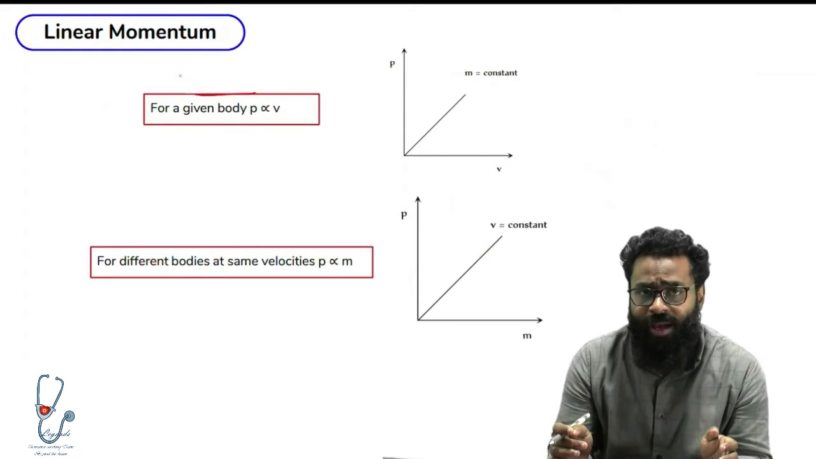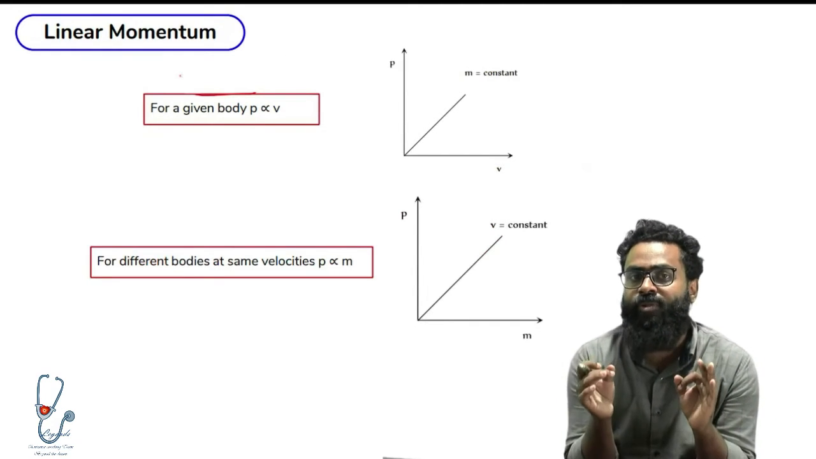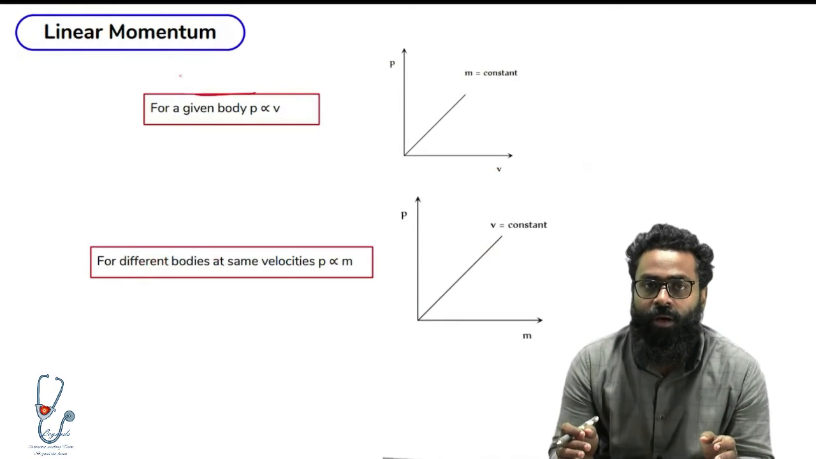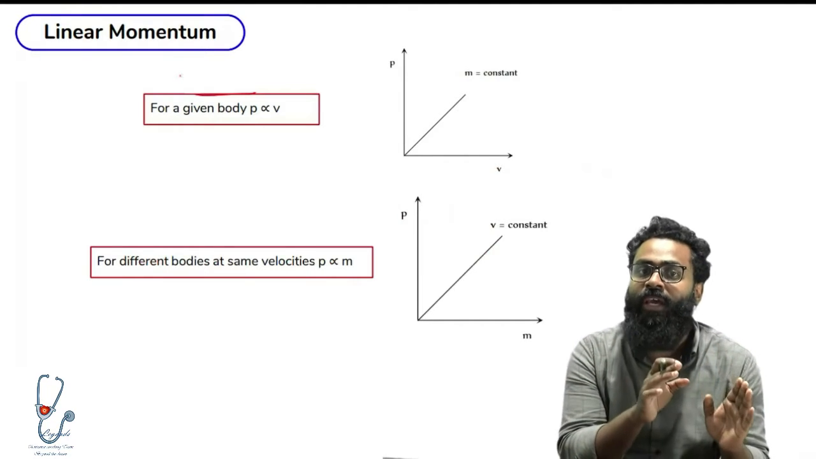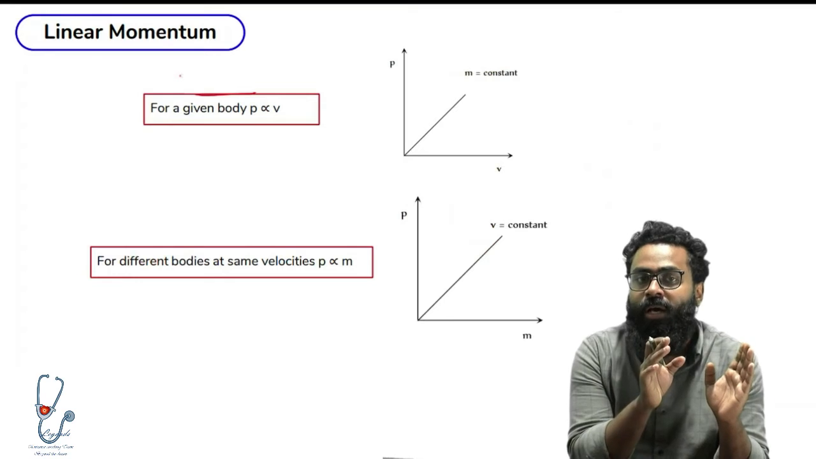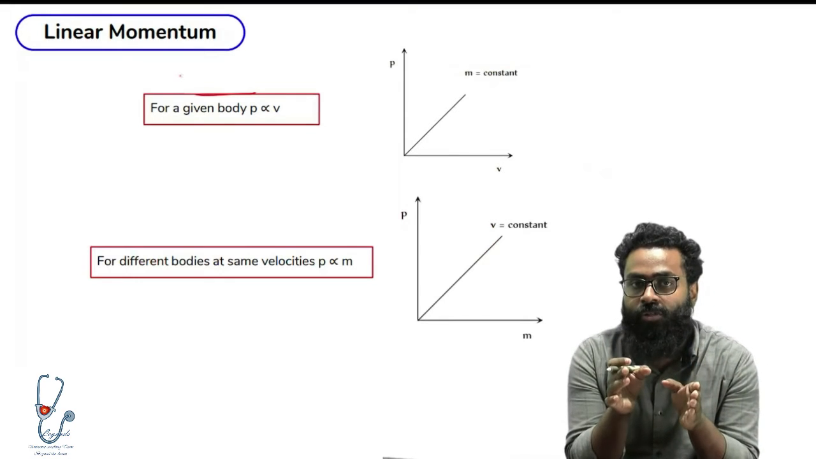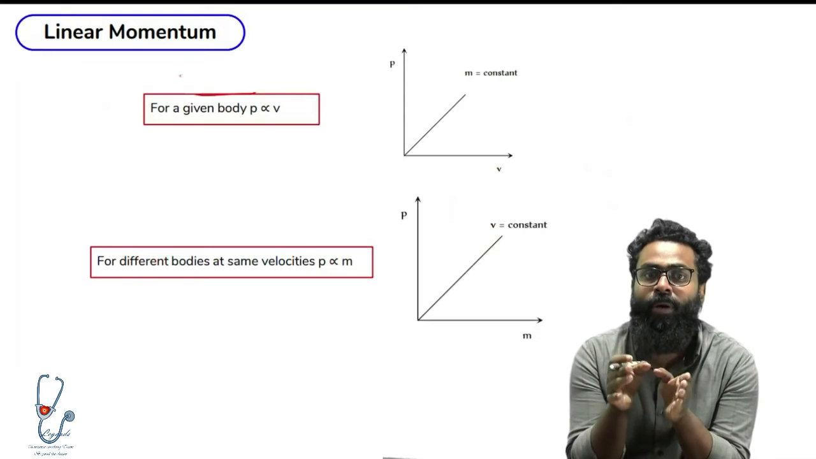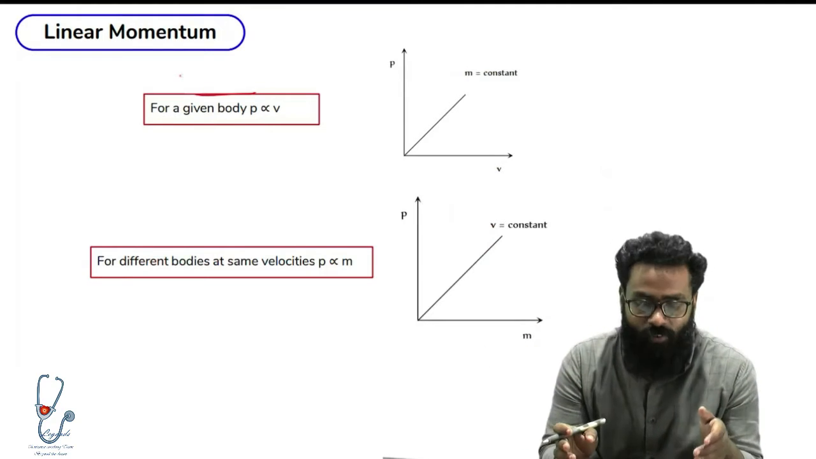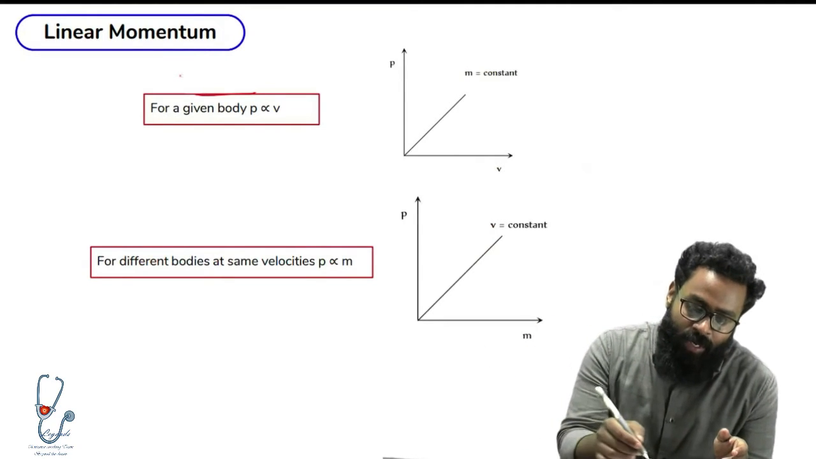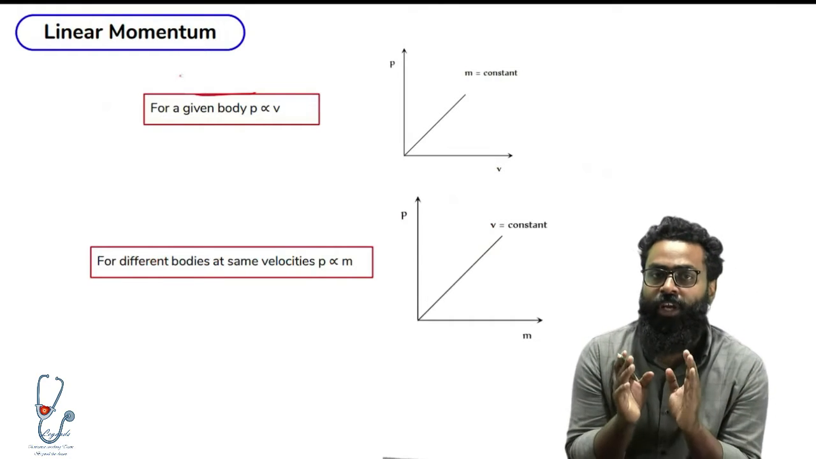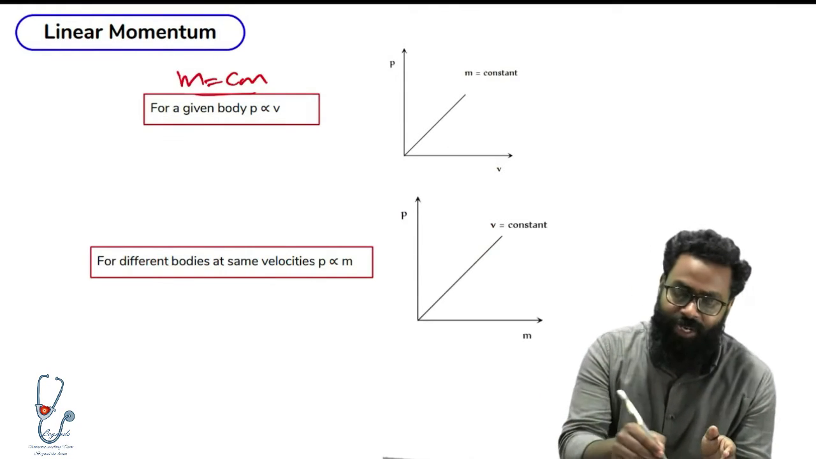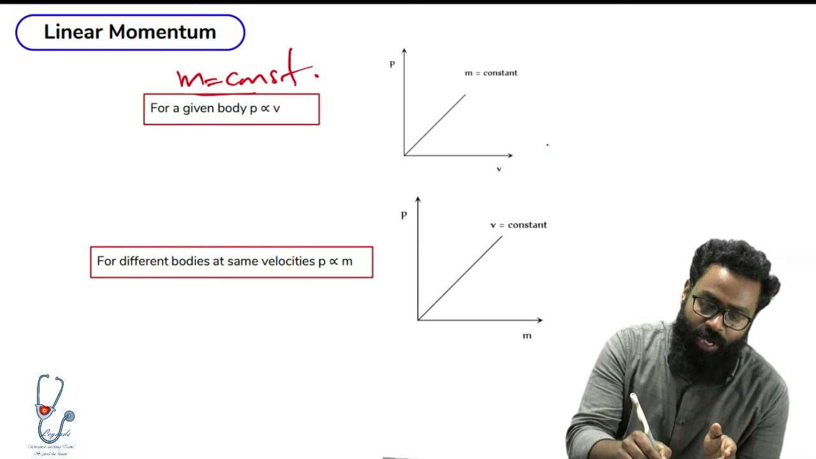Okay. And we have described three types of graph for linear momentum, which relate momentum, mass and velocity. First of all, we have described the relation between momentum and velocity, where m is a constant.